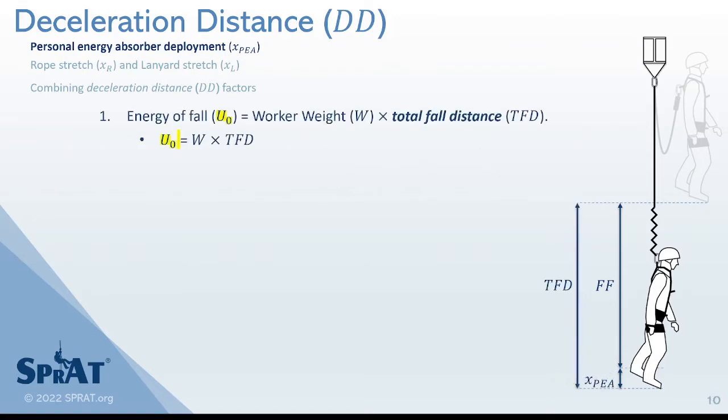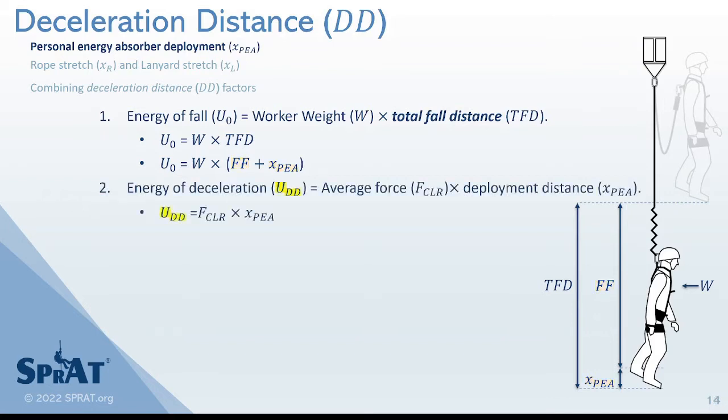To calculate this deployment distance, let's first consider the energy associated with the fall, which is equal to the weight of the worker multiplied by the total fall distance. The total fall distance would be the sum of the free fall distance and the deceleration distance, or in this example, the deployment of the personal energy absorber. The energy associated with deceleration is the average deployment force of the personal energy absorber multiplied by its deployment distance. If the fall arrest system stops the fall, the energy of the fall is equal to the energy of deceleration.